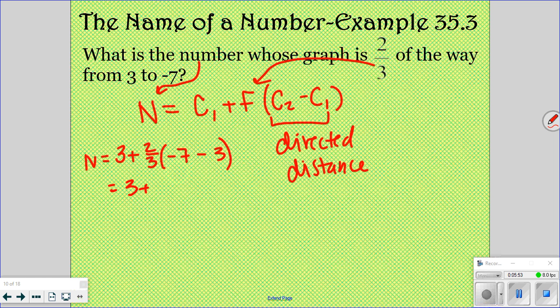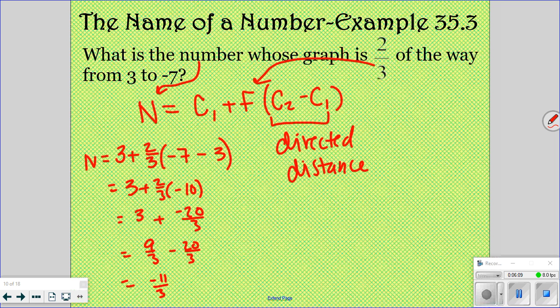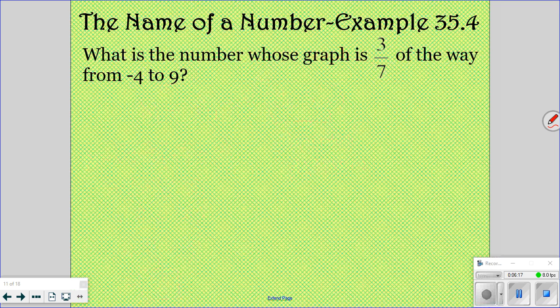So 3 plus 2/3 times -10, which is 3 plus -20 over 3. So this would be 9 over 3 minus 20 over 3, basically, which is -11 over 3. So that would be your answer. Okay, now we're going to look at another example. If y'all feel like y'all can do this one by yourself, go ahead and pause the video and try it, and then I'll go over it.